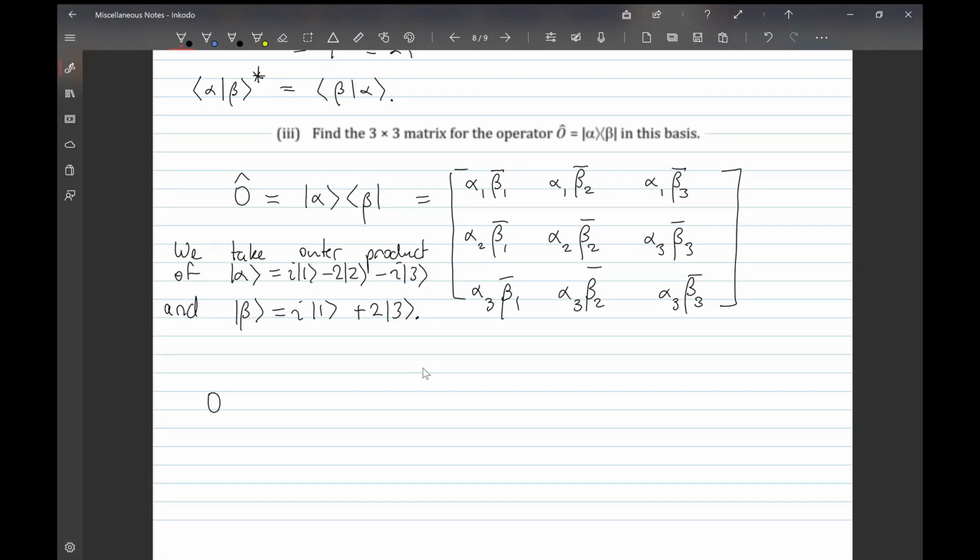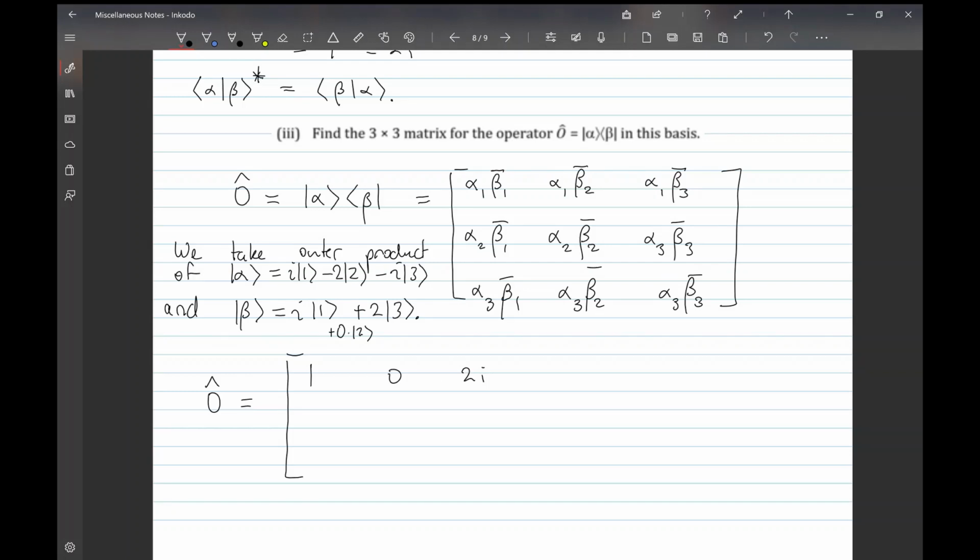Okay, so O hat is then going to be: fix the first element of alpha, that's I in this basis, then multiply it by the corresponding complex conjugated coefficients of beta. So we've got I times minus I, okay, that's just 1. Then I times 0, because we've actually got here 0 lots of 2. And I times 2, that's 2I.